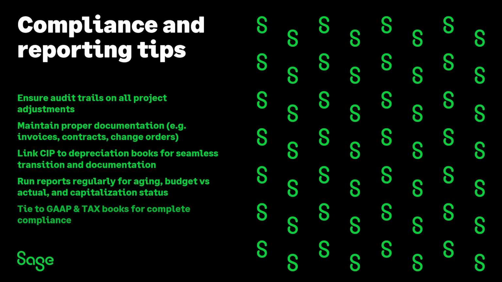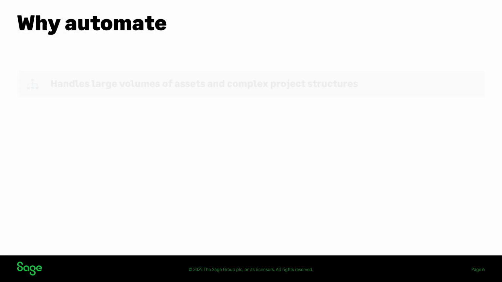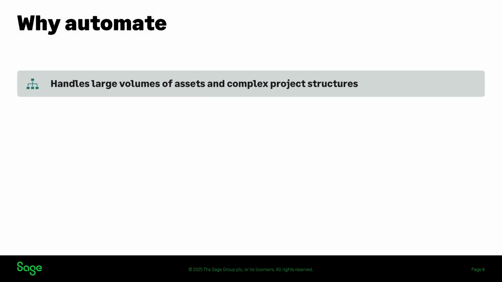Maintaining that proper documentation is really important. And in the Sage CIP, invoices, contracts, and change orders currently cannot be attached here, but they can be attached to the depreciation. But just so you know, it is coming. OK, it's already on the roadmap for us to be able to attach that information to those projects as well.